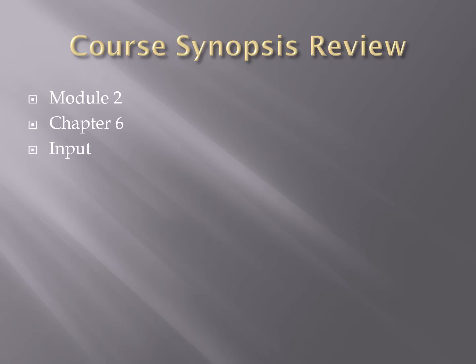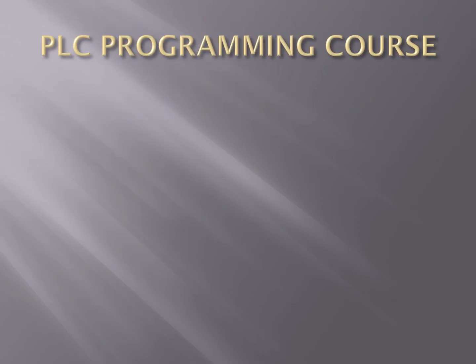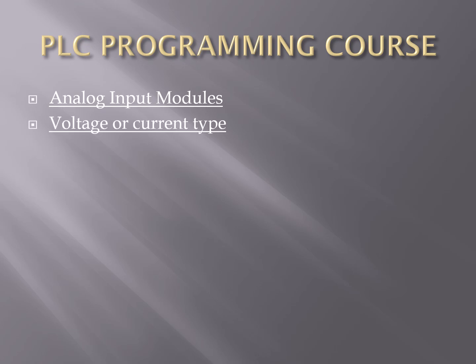Chapter 6. Input. Current versus voltage type of analog inputs. Analog input modules are either voltage or current, meaning 0 to 10 volts or 4 to 20 milliamps. Generally, that's the type of modules that they are.